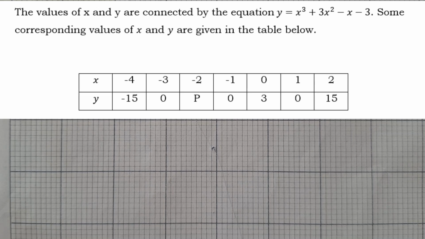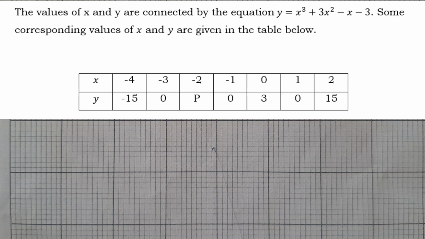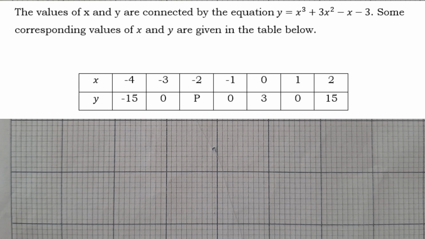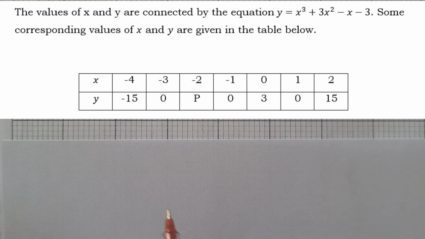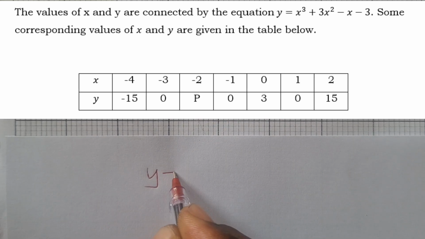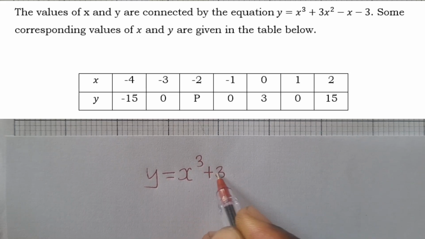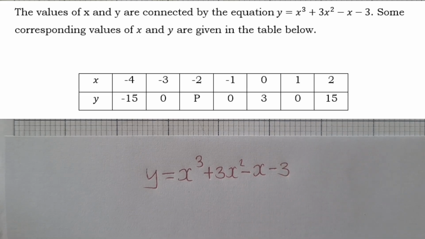I'll start with Tracy. Tracy, tell me, how do you find the missing number P? You can see I've written the value of P. So let me write for you here. We've got y is equal to x power 3 plus 3x power 2 minus x minus 3. This is what we have.